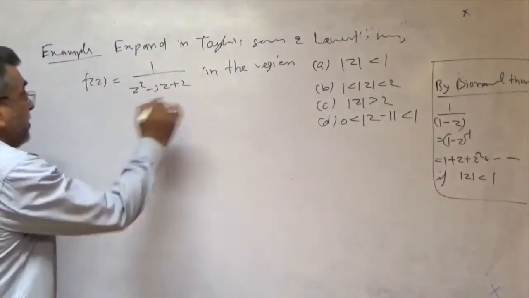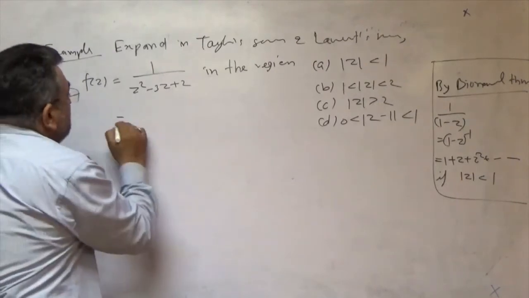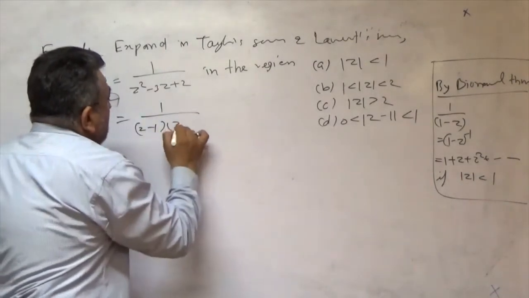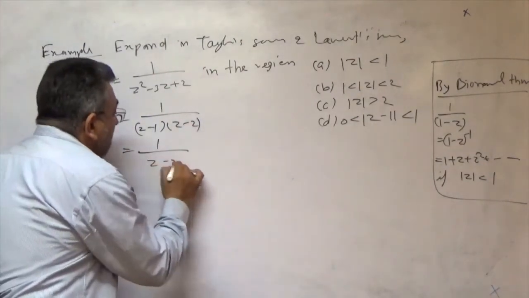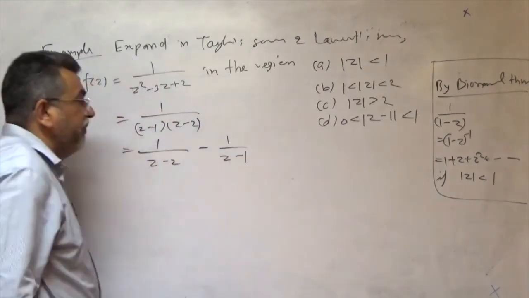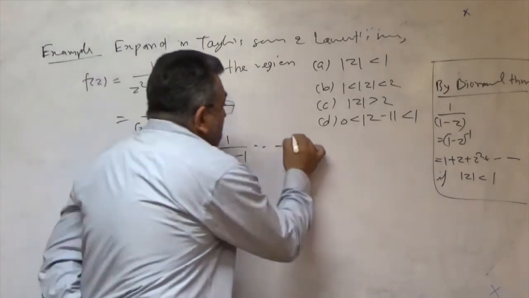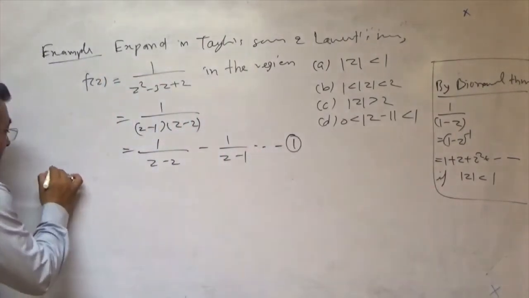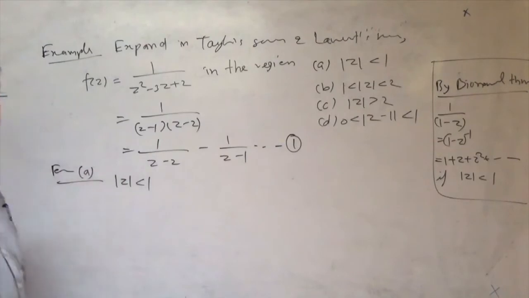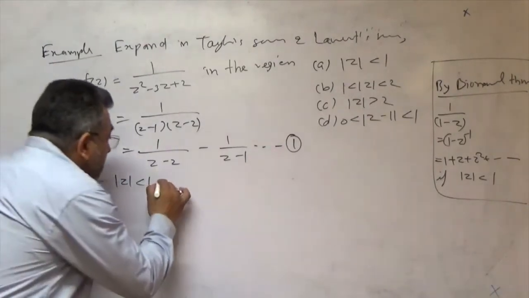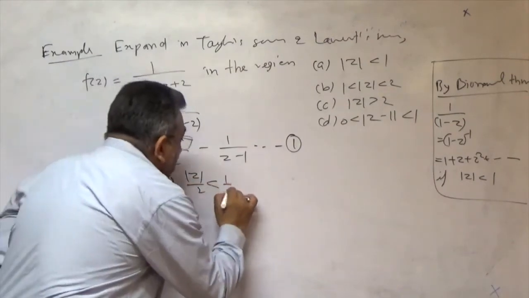If we get both positive and negative powers or only negative powers, then we say that it is a Laurent expansion. How is it possible? First, factorize this as (z minus 1)(z minus 2), and by partial fractions it is 1 upon (z minus 2) minus 1 upon (z minus 1). Take this as equation number 1. Now, for the first region, region A: mod z is less than 1. So this implies that mod z upon 2 is less than 1 by 2, that is less than 1.